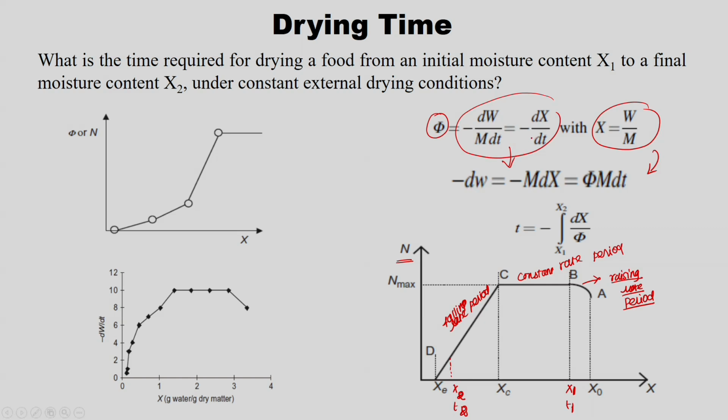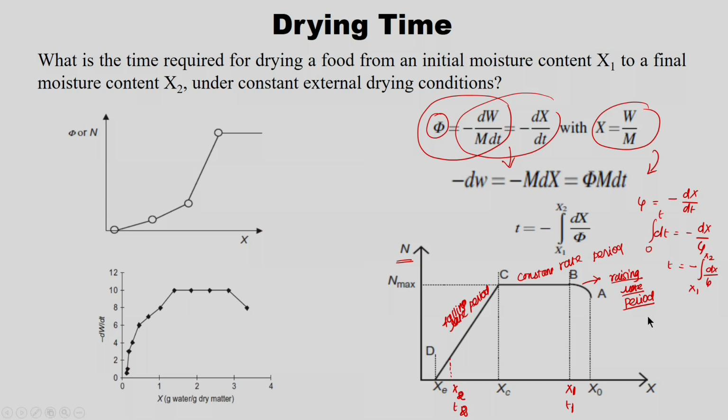So dt gets cancelled. This can also be written as minus dW is nothing but phi m dt. From this I can calculate my t. Phi is nothing but minus dx/dt, so my dt is nothing but minus dx upon phi. So t is nothing but minus the integral from x1 to x2 of dx upon phi, and I can do this from 0 to t. So the total drying time is minus the integral from x1 to x2 of dx upon phi.